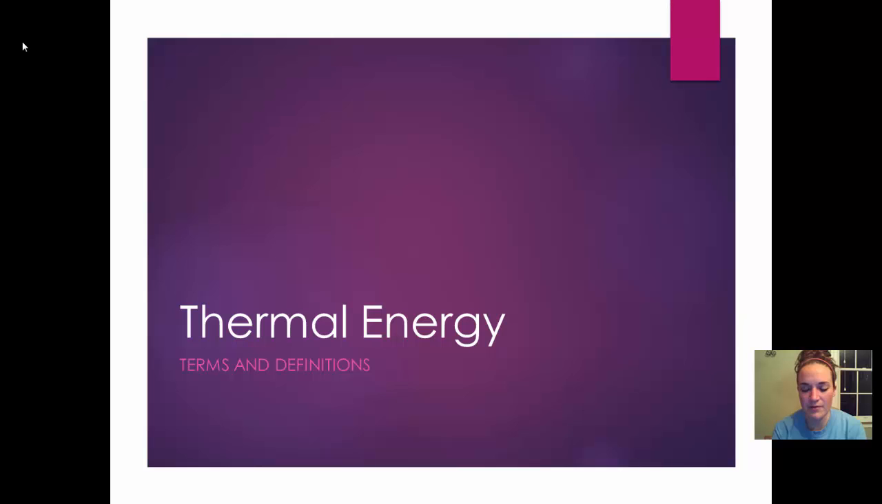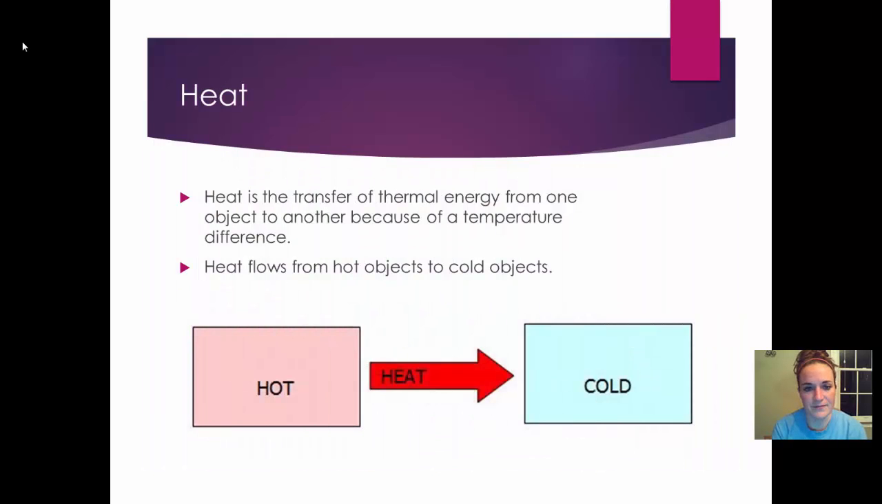So now we're going to talk about what exactly thermal is. We're going to start with heat. Heat is the transfer of thermal energy from one object to another because of a temperature difference. So one object has to be colder or hotter than the other one. If they are the same temperature, heat does not happen. There's no transfer of thermal energy. And heat flows from hot objects to cold objects.